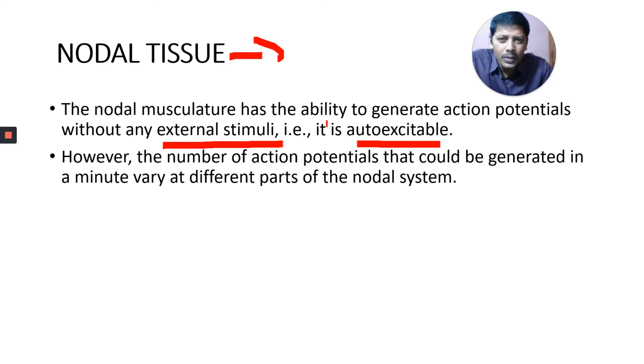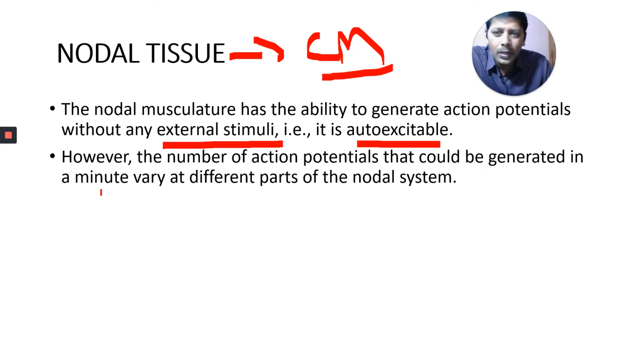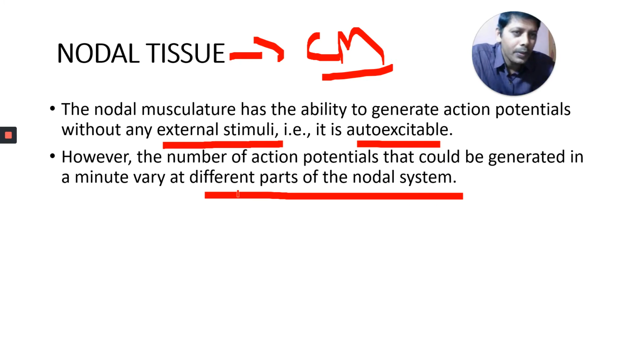Okay, the nodal musculature has the ability to generate AP, action potential, without any external stimulus, without getting any nerve impulse from outside. Okay, that's why it is auto-excitable. This nodal tissue is nothing but modified cardiac muscle. It is not a nervous tissue. It is a modified cardiac muscle. However, the number of action potentials that could be generated in a minute varies at different parts of the nodal system. We will discuss this point later.